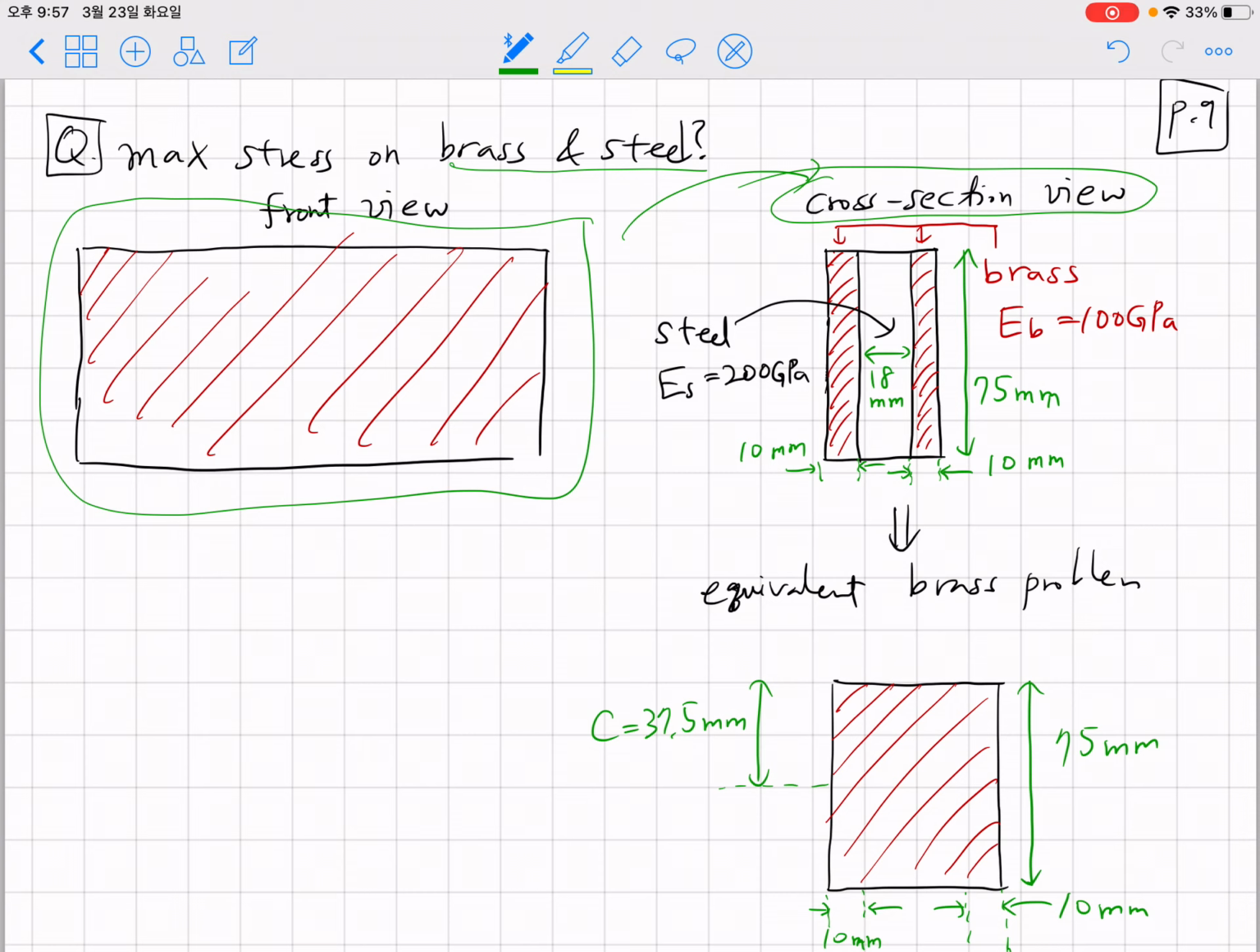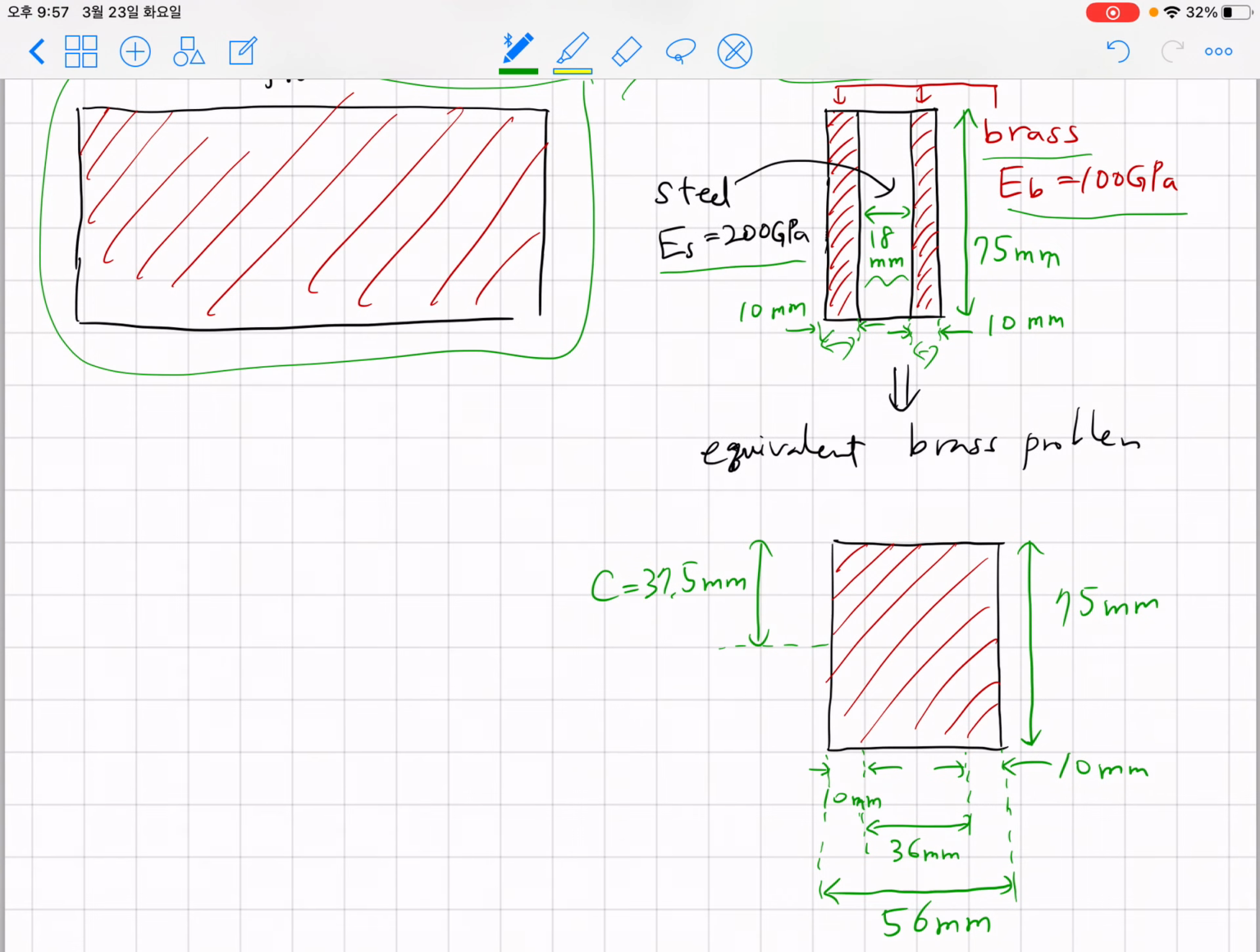Okay, so the width of the brass film is 10 millimeter each, 10 millimeter here, 10 millimeter here, and the width of the steel is 18 millimeter. Young's modulus is 200 gigapascal for steel, and Young's modulus is 100 gigapascal for brass, and the height of the entire cross section is uniform at 75 millimeter.